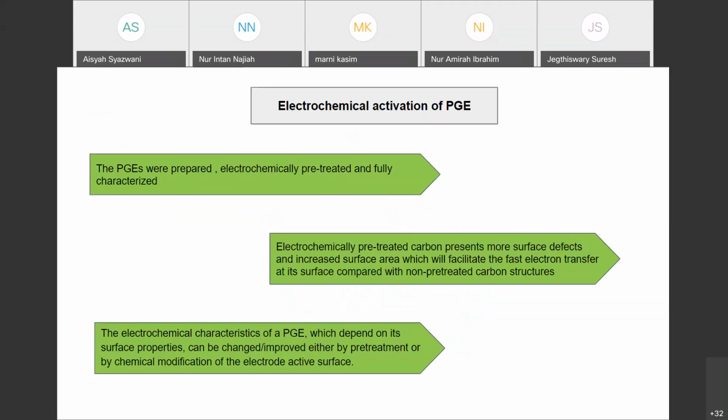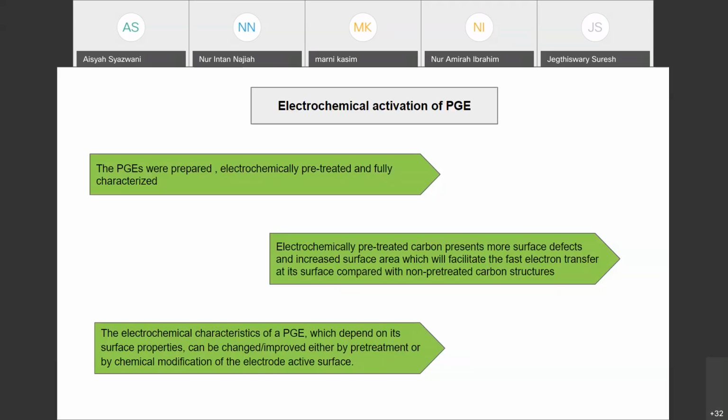Next, the electrochemical activation of PGE. This is some sort of electrode surface modification. We use modification because it can enhance the sensitivity and the selectivity. The PGEs were prepared, electrochemically pre-treated and fully characterized. The electrochemically pre-treated carbon presents more surface defects and increased surface area, which will facilitate the fast electron transfer at its surface compared with non-pre-treated carbon structures.